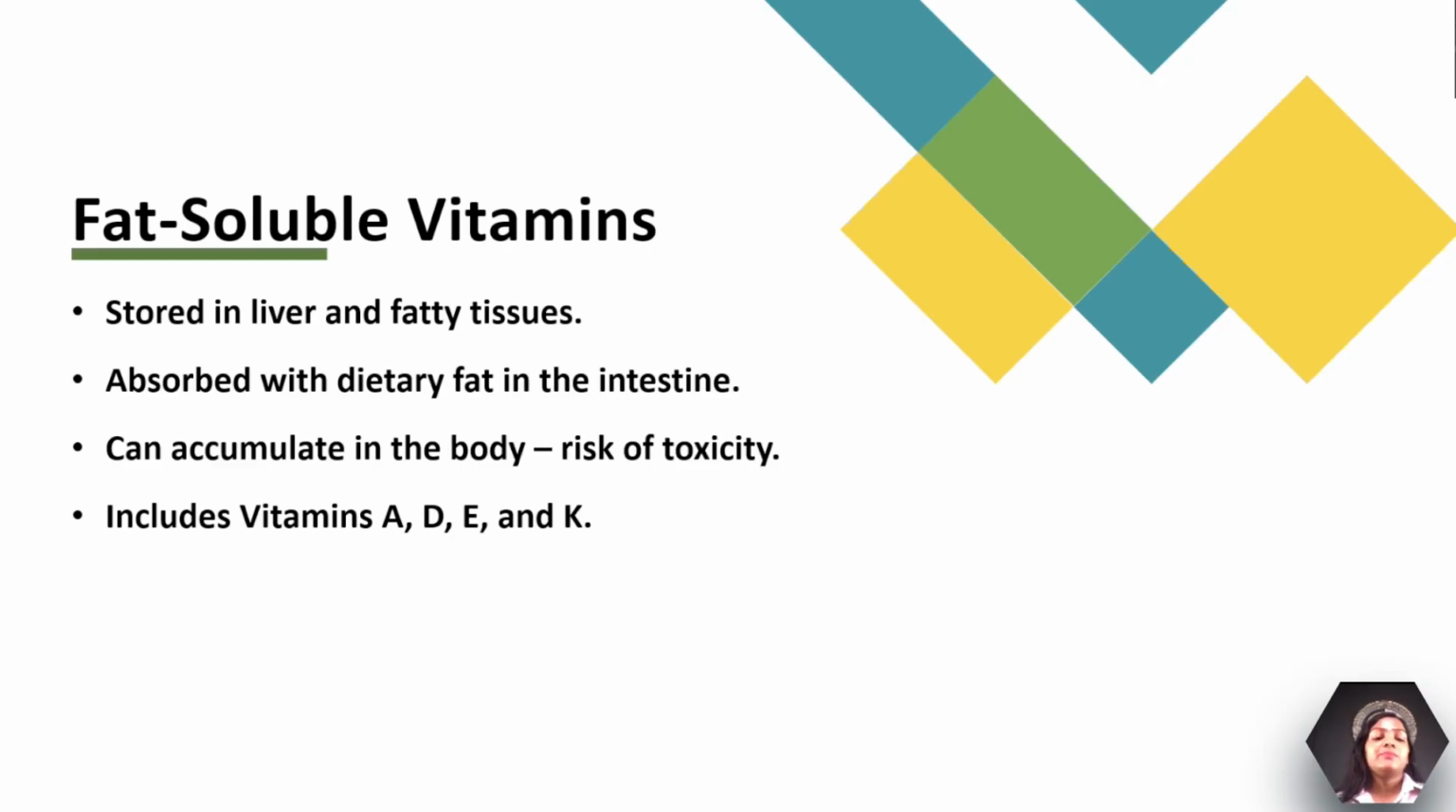The first type we will be discussing is fat soluble vitamins. As the name contains fat, they are stored in the liver and fatty tissues, and are absorbed with dietary fat in the intestine. So whenever anyone is taking any of the vitamins A, D, E or K, it is suggested that you should have some fat with it. Simultaneously, they can accumulate in our body because they are stored in fat, so an abundance of these vitamins can create a risk of toxicity.